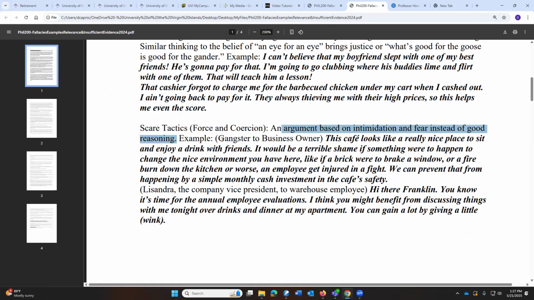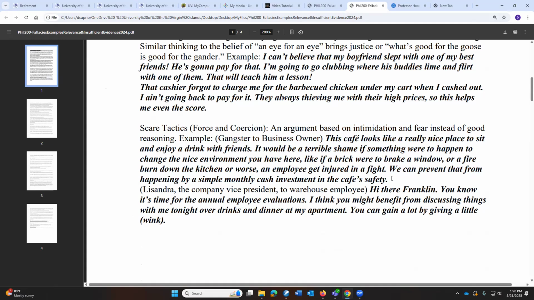So the gangster says to the business owner, "This cafe looks like a really nice place to sit and enjoy a drink with friends. It would be a terrible shame if something were to happen to change the nice environment you have here. Like if a brick were to break a window or a fire burn down the kitchen, or worse, an employee get injured in a fight. We can prevent that from happening by a simple monthly cash investment in the cafe safe." So it's extortion.